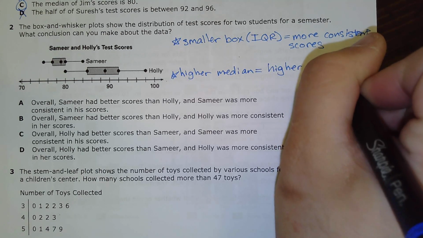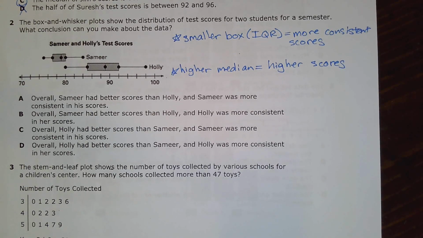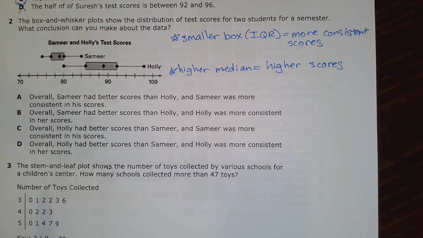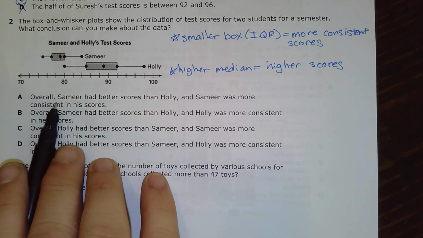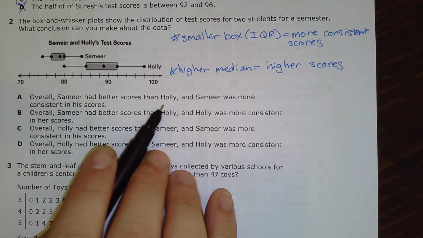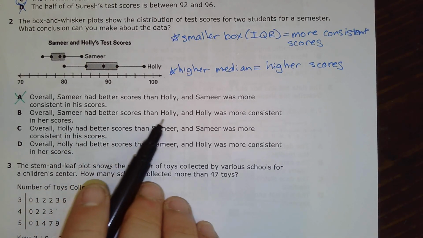So here we don't have to do the same thing we did earlier, but we just have to look at our answer choices. It says overall Samir had better scores than Holly. Well, we just wrote down some pretty key information here that if you have a higher median, then you have higher scores. Here's Samir's median. Here's Holly's median. So overall, Samir did not have better scores than Holly. So immediately, that's not true. Look at B. It says overall, Samir had better scores than Holly. Again, immediate red flag. We know that's not true.